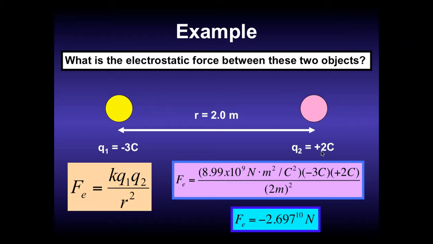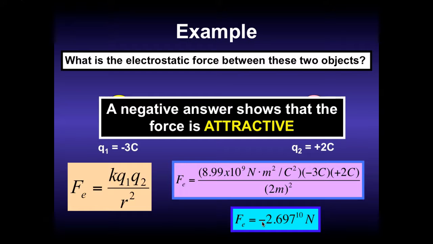You should get a force of negative 2.69 times 10 to the 10th, not to the 10th. So that is negative 2.69 times 10 to the 10th. This negative force means it is an attractive force. Those two objects are going to attract towards each other. So it is an attractive force.